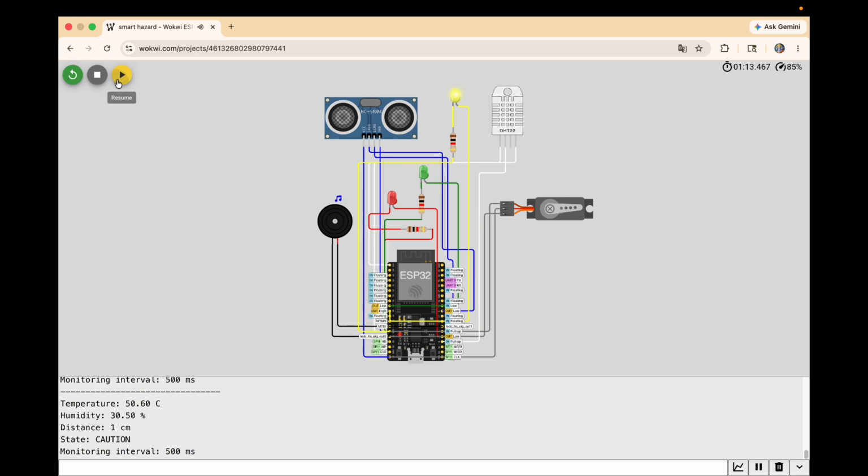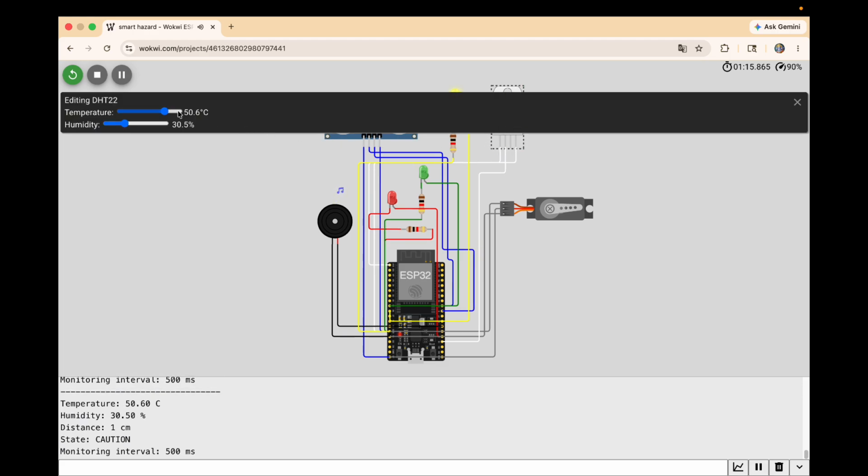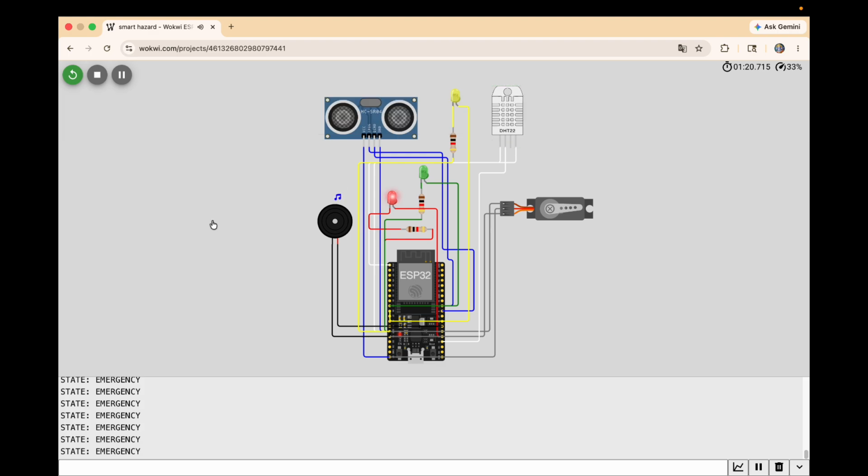So now we're going to shift into the emergency state. For that I'm going to increase the temperature to around 65 degrees Celsius and reduce the humidity to 10%. As you can see now, the system transitions into the emergency state because both critical environmental conditions have been triggered simultaneously. The red LED flashes rapidly and the buzzer becomes continuous to indicate a severe, high-risk situation.